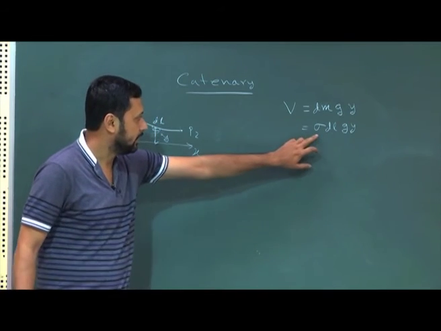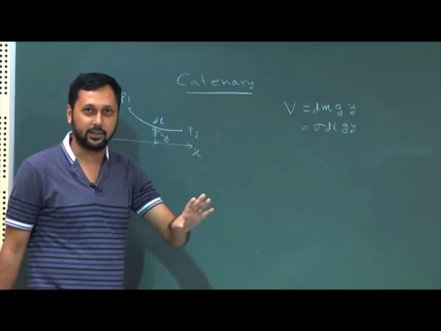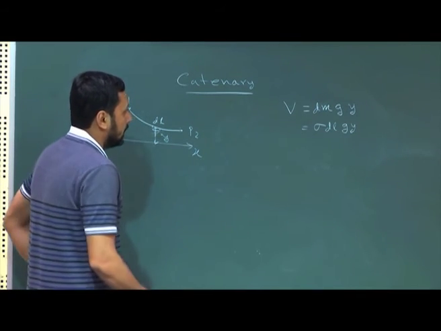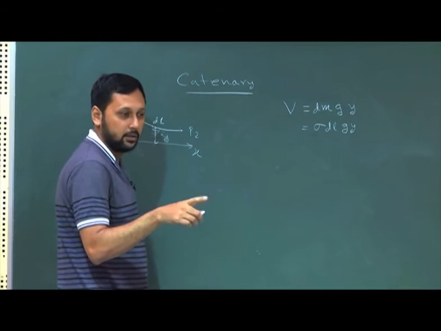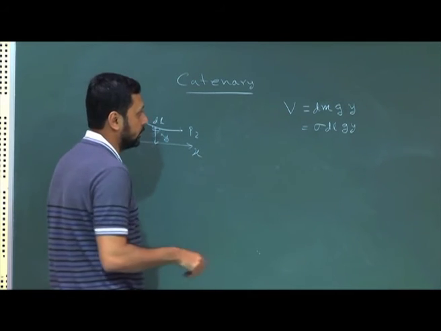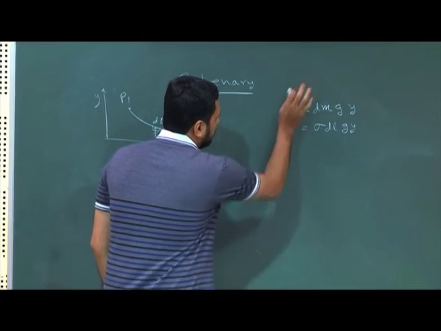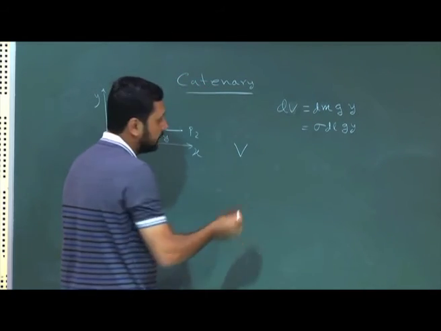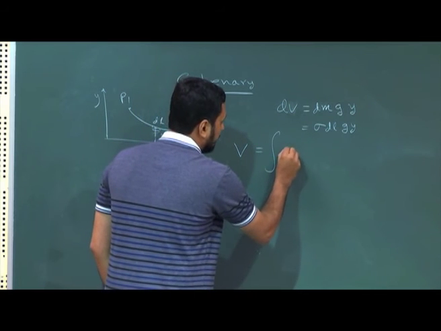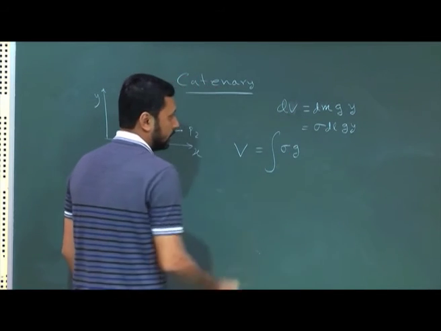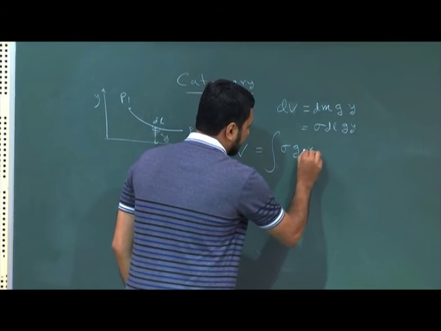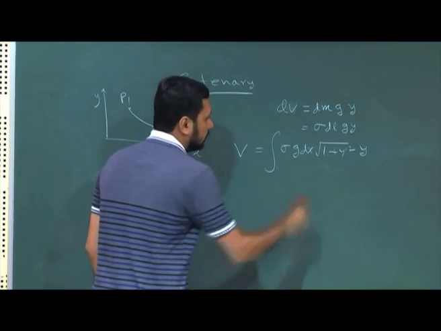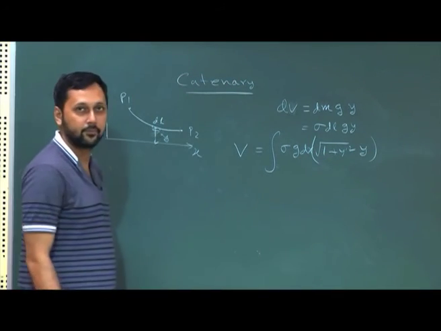I am just taking sigma because we will be using lambda for something else. So, just bear with me for a moment. Also, in the final version I will correct it and put sigma there. So, this is your dV, and the total potential energy of the system V will be the integral of sigma g, which is a constant, times dl, which you can write as dx times root over 1 plus y prime square, times y. So, this is your function f.